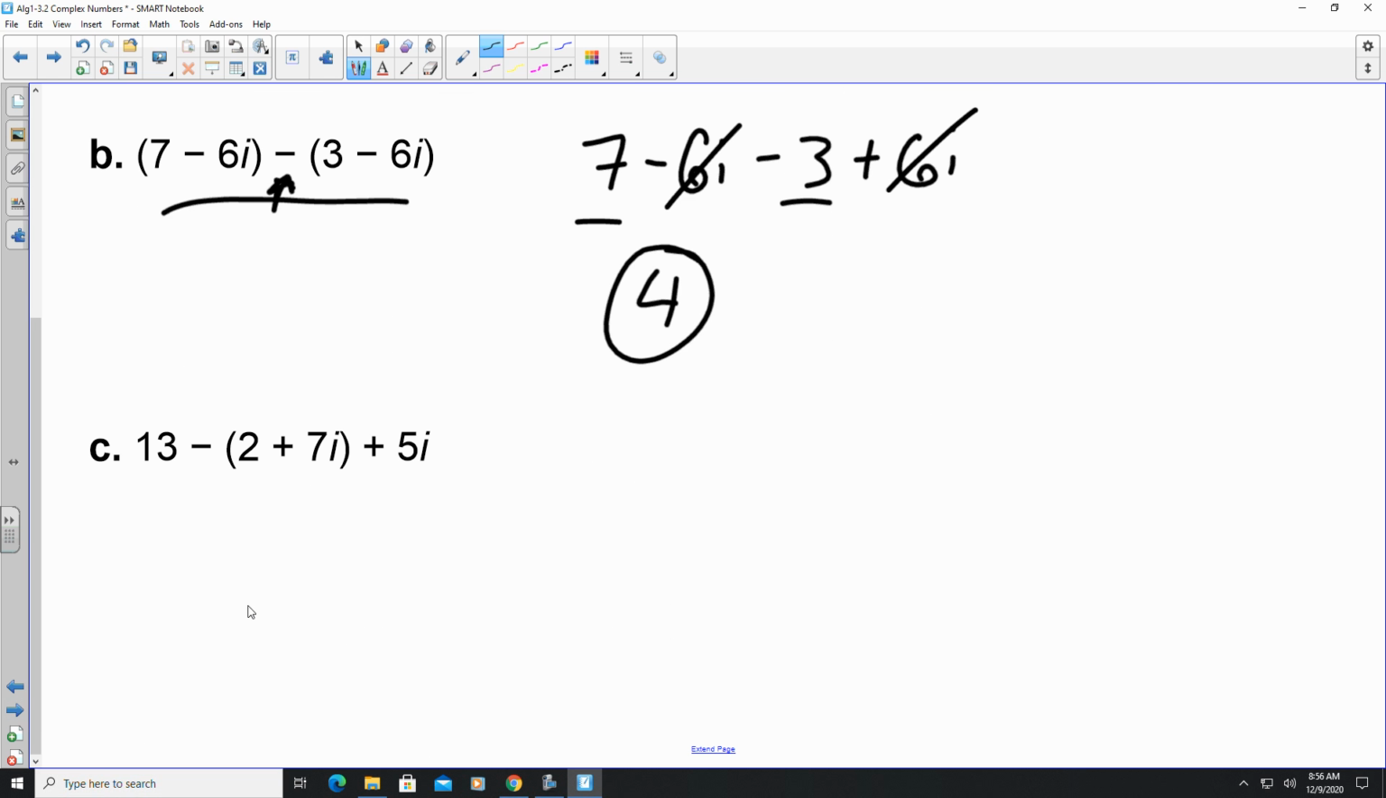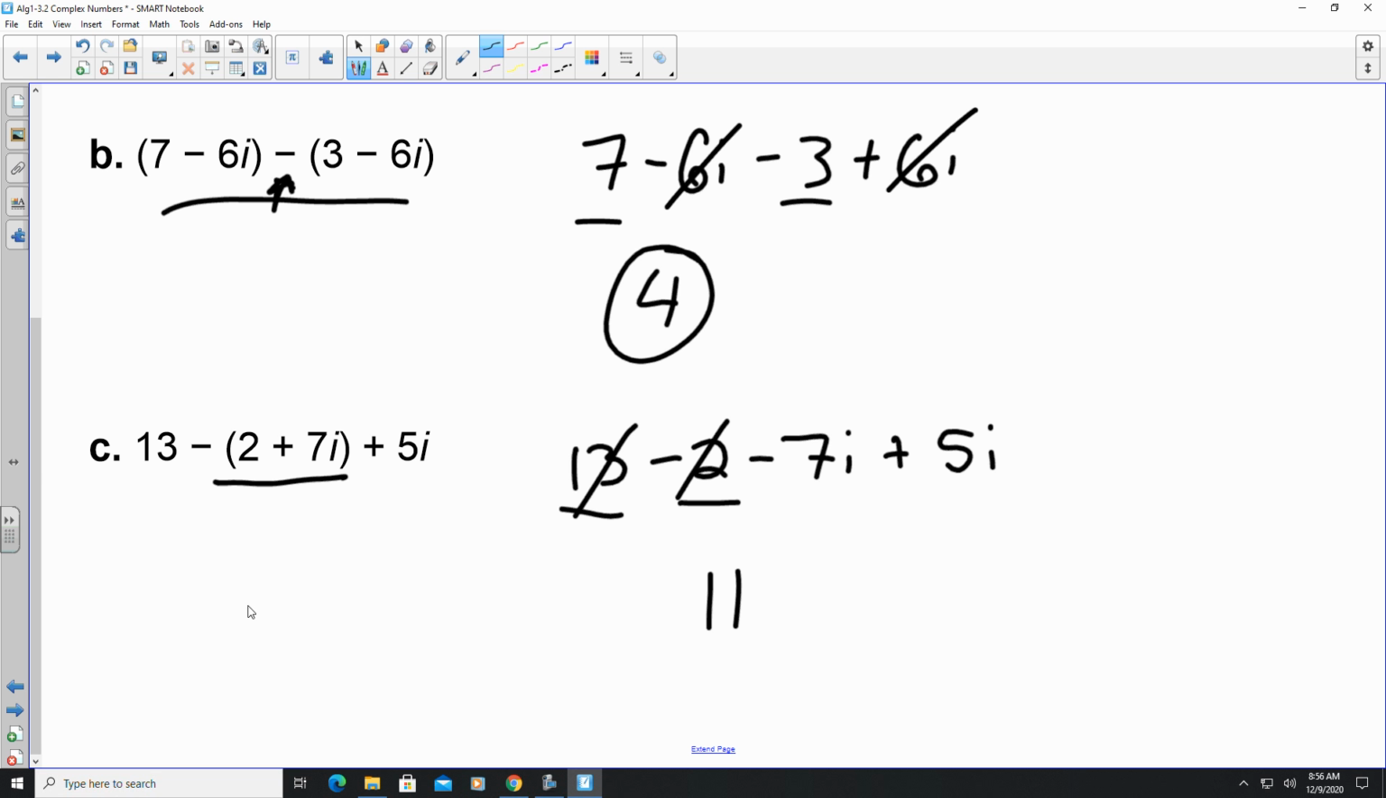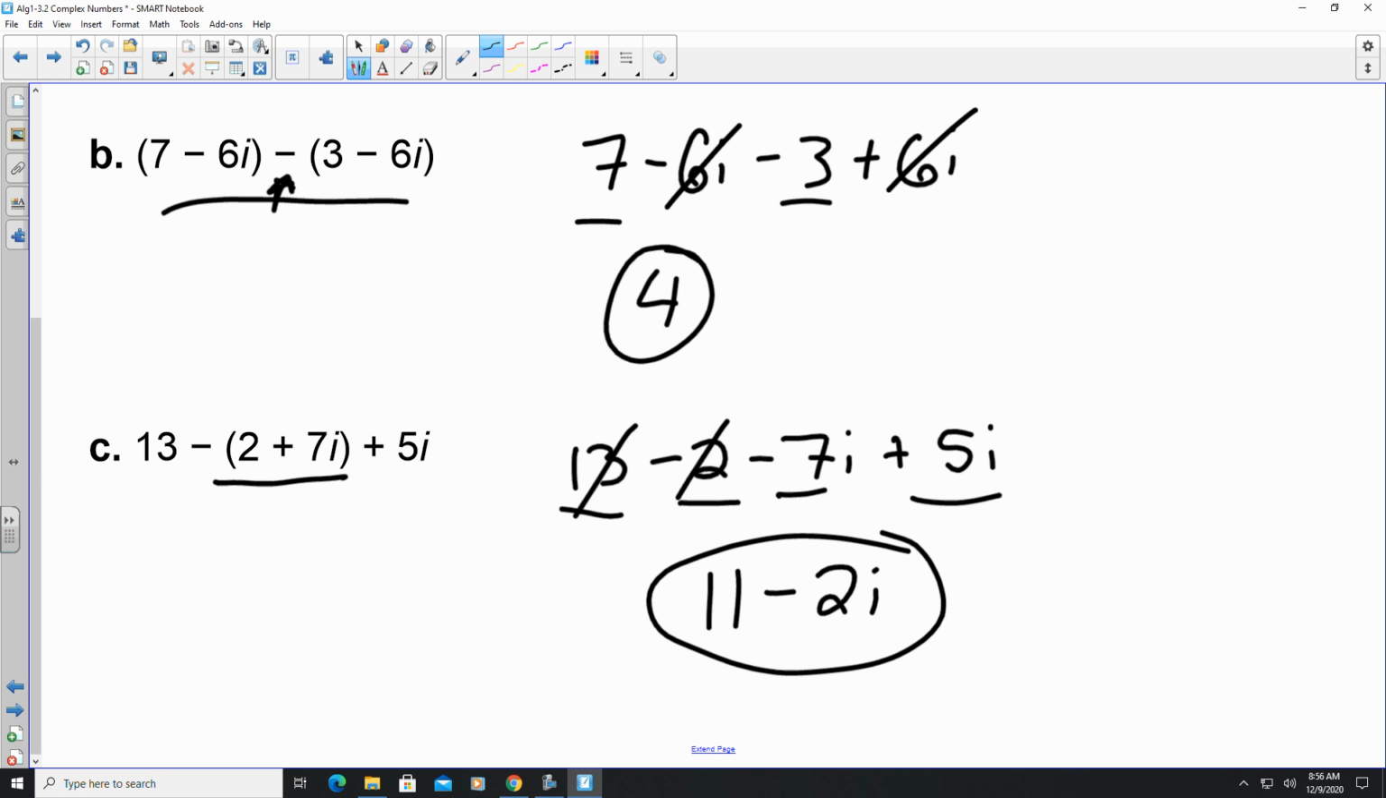For part C, again, here's some subtraction. So this is now going to be 13, and this is going to be minus 2 minus 7i plus 5i, because it's on the outside. All right, so my real number values are 13 and negative 2, which give me 11. And then I have negative 7i and positive 5i, which gives me negative 2i.